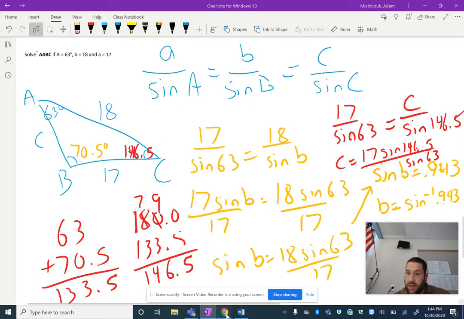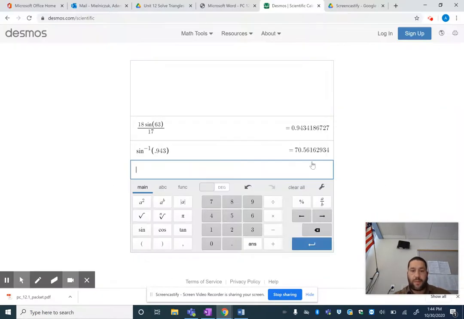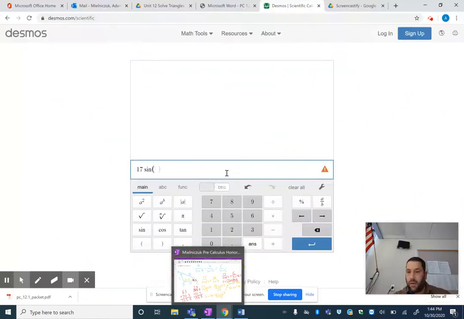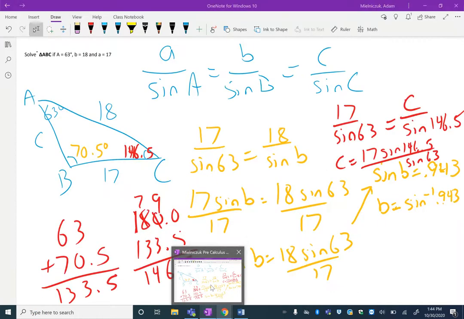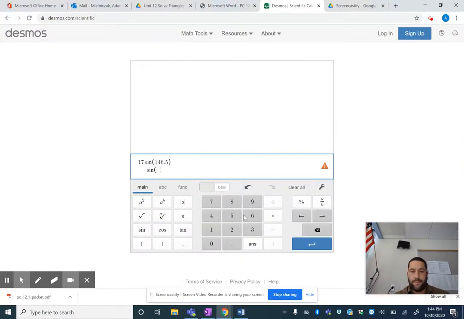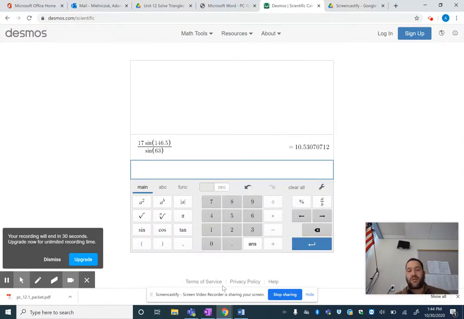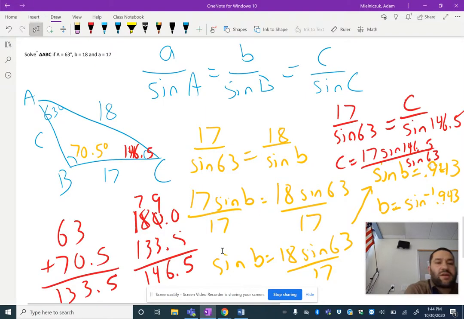Click to the next page. So we're going to say 17 sine 146.5, and we are going to divide that by the sine of 63. And we get an answer of approximately 10.5. So we can say this side is about 10.5 units.